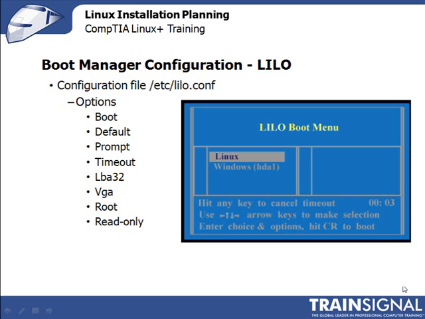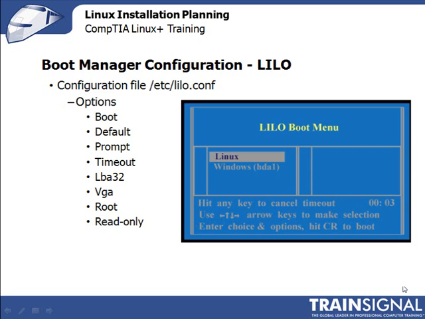The options are boot, which specifies the devices that contain the boot sector. Default sets the default kernel or operating system that you want to boot if the user doesn't make a selection. Prompt issues a boot prompt intended for user input. Timeout sets the time in 1/10 seconds that Lilo waits before booting the default kernel. LBA32 or large disk support enables Lilo to boot with disks where the partition is larger than 1024 cylinders. VGA sets the VGA text mode to use while booting. Root sets the root partition, and Read Only sets to mount the file system in Read Only mode.